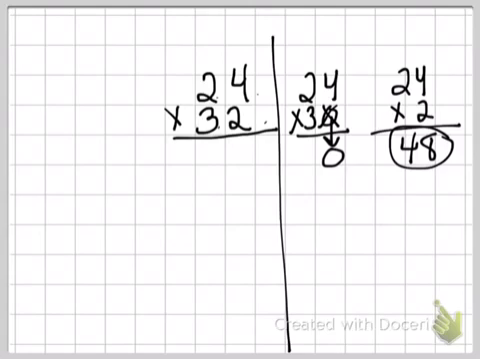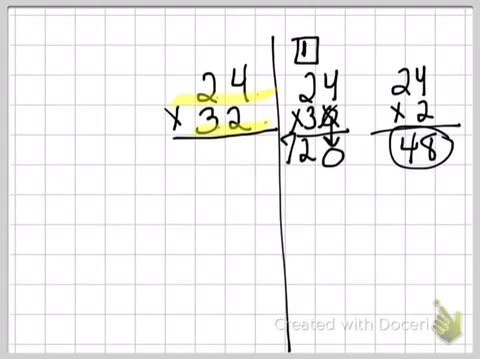3 times 4 is 12. Put down our 2. We're going to carry our 1 up here. 3 times 2 is 6. 6 plus 1 is 7. So now we have two answers. We know what 24 times 30 is. It's 720. And we know what 24 times 2 is. It's 48. But the question is, what is 24 times 32?